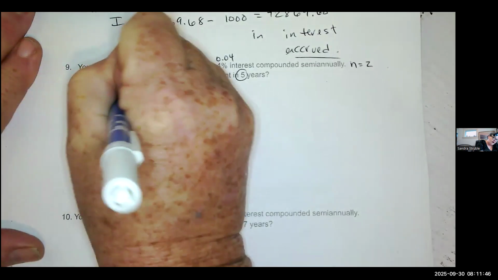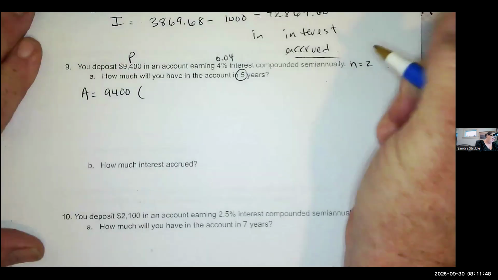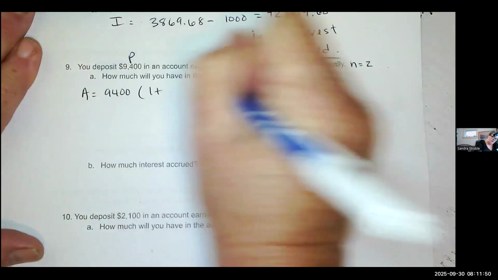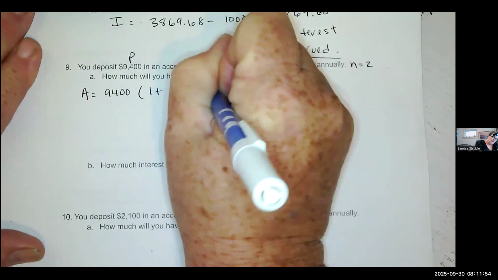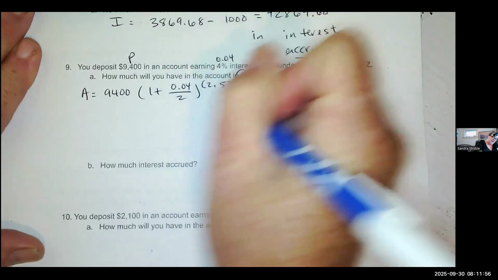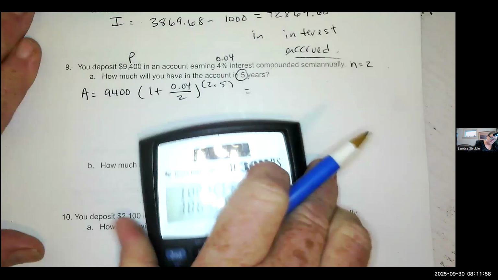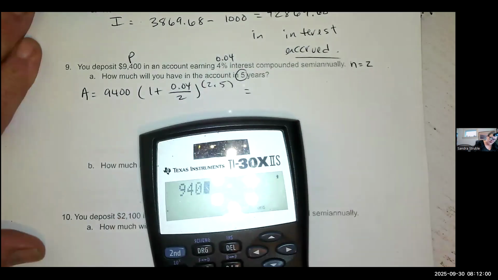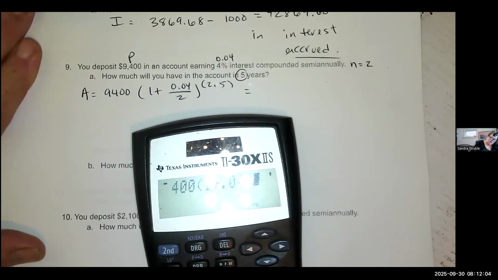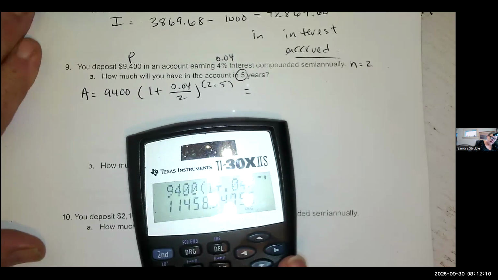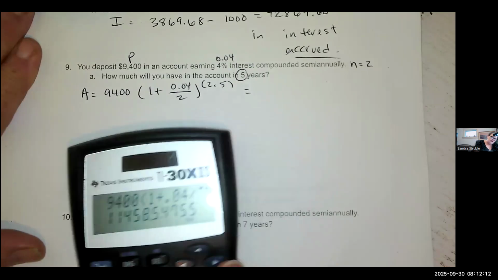So we have $9,400 invested one time. 1 plus 0.04 divided by 2 raised to the 2 times 5. In the calculator: 9,400, open, 1 plus 0.04 divided by 2, close, caret, open, 2 times 5, close, equal. And I got $11,458.55.